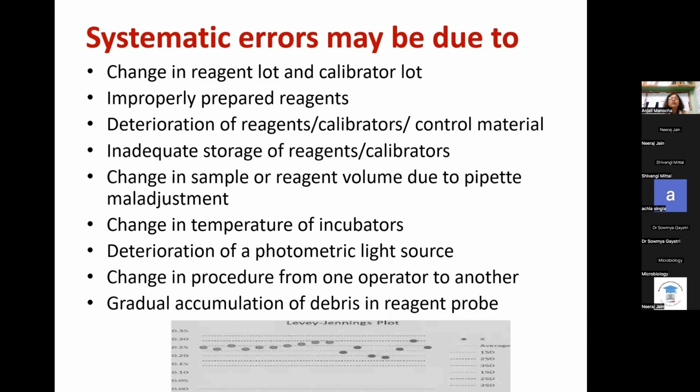Whereas we have something called a systematic error. Systematic errors will show a shift or a trend. That is, they will show a specific pattern that is happening. And that would be due to some error in your system, in the process. That could be, for example, a change in a reagent lot or a calibrator lot. So as long as the calibrator or the reagent is being used, that error will persist.